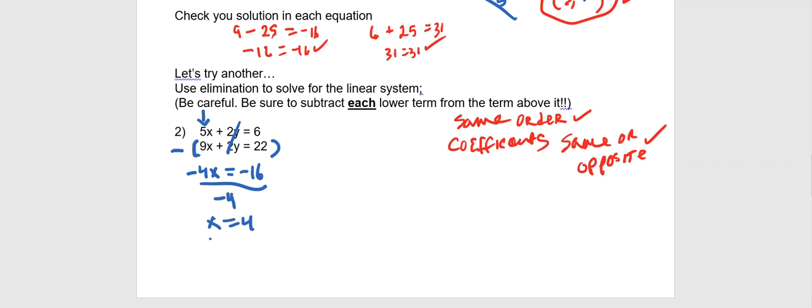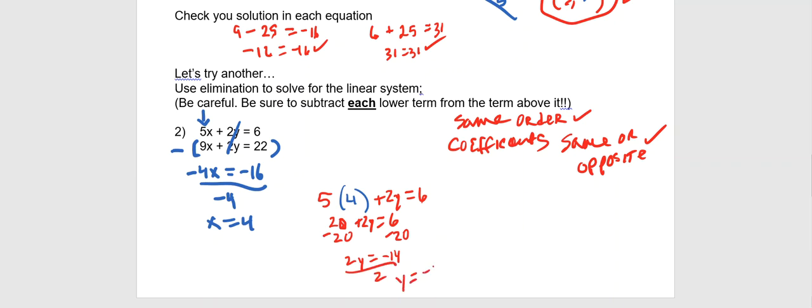So we're going to need to take this value, and we'll substitute it back in for x, either in the first equation or in the second equation. It's your choice. So this time I'm going to go with the first equation because the math looks a little bit easier for me. So I'm going to do 5 times my x value, 4, plus 2y equals 6. Well, let's see, 5 times 4 is 20, plus 2y equals 6. As a two-step equation, I'll subtract 20 on both sides. 2y equals negative 14, and dividing by 2, I get y equals negative 7.